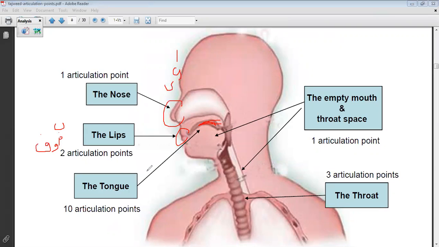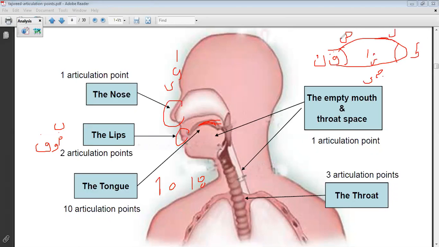From the tongue, there are 10 articulation points with 18 letters: 5 in the tip, 1 in the middle, sheen, jim, and ya, 2 at the deepest part of the tongue, qaf and kaf. And there are 2 at the edges, lam and dad. Lam from the front edges and dad from the back edges.